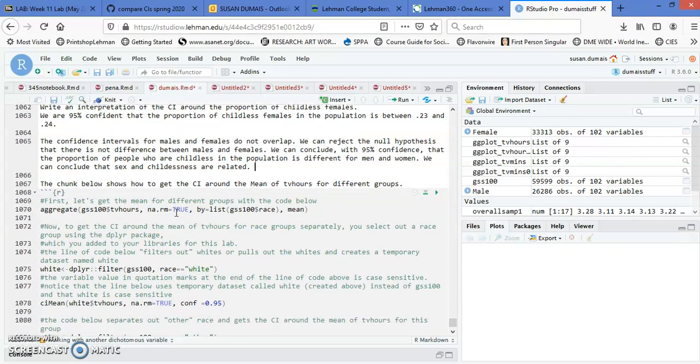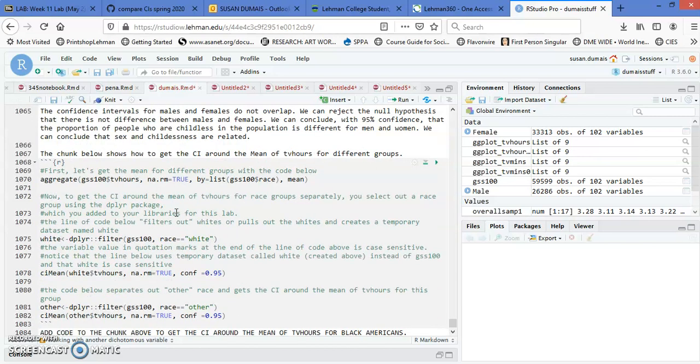Now we are looking at an example using a mean, and we're looking at race. So our research question would be, what is the relationship between race and hours of TV? And our null hypothesis would be, there is no relationship between race and the mean hours of TV watched per day. And our alternative hypothesis would be that there is a relationship between race and the mean hours of TV watched per day. Again, don't worry too much about the code.